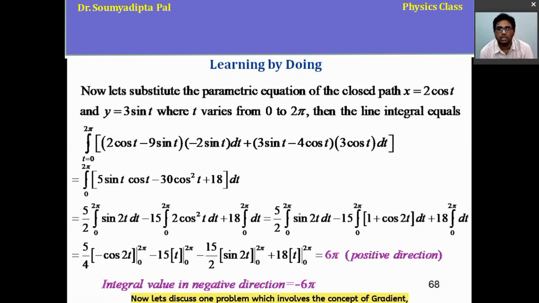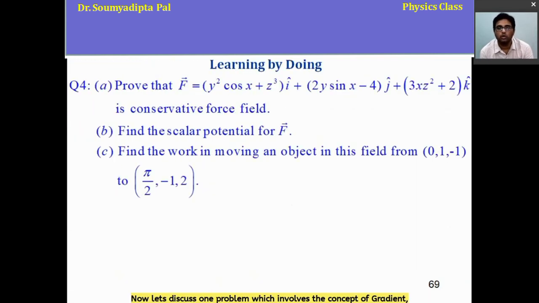Now let's discuss one problem which involves the concept of gradient, and from there we have to evaluate the work done by this vector field or force field, which is of this form: (y² cos x + z³) i cap + (2y sin x − 4) j cap + (3xz² + 2) k cap. Now first we have to prove that this vector field is a conservative field.